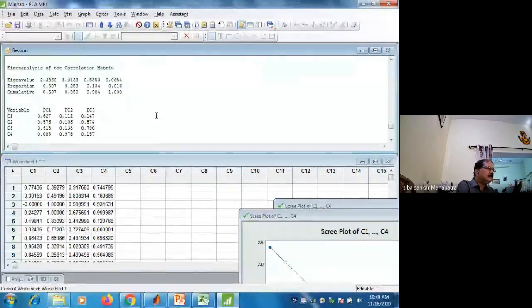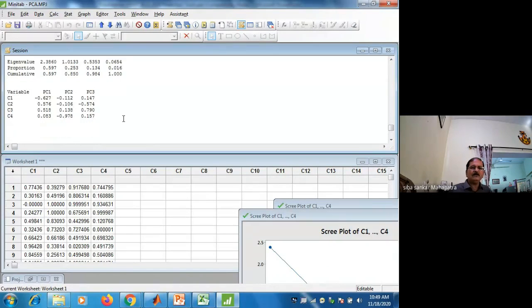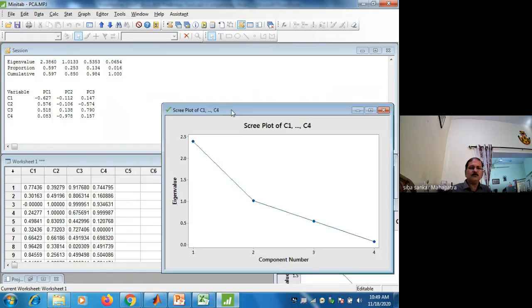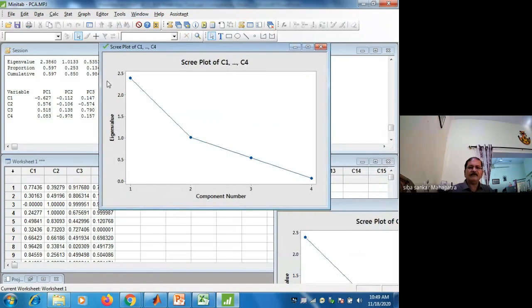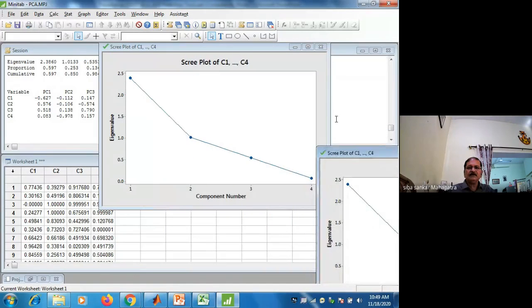So 2%, 1.6%, with respect to 100%, is very small. So we can neglect that. We can use the 3 components only. So these are the principal components, 3 components, and these are the coefficients that we will use to convert the original data to the principal components.